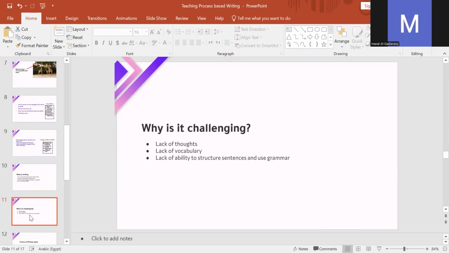For answering the question why writing is challenging after all, there are main reasons why our students, specifically young learners, find writing a problem. First, they may not have enough thoughts or ideas to write about, because thoughts and language are intertwined. If you don't have enough ideas about a topic, you won't be able to talk about it, or you won't be able to express it, whether in a spoken form or in a written form.